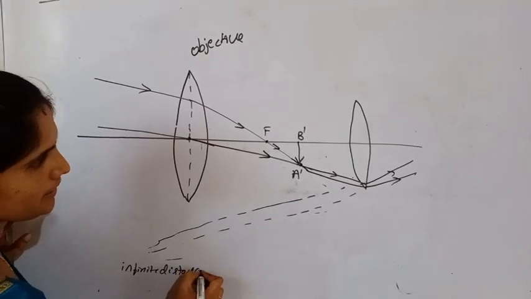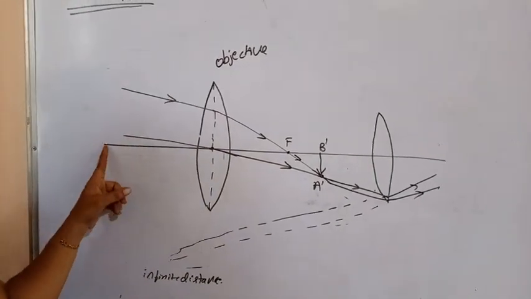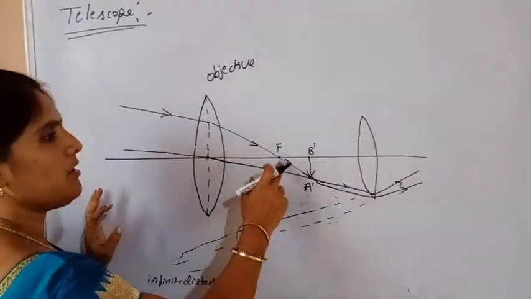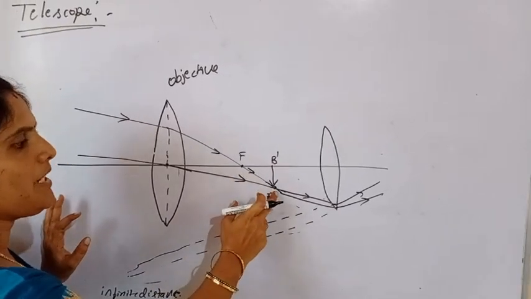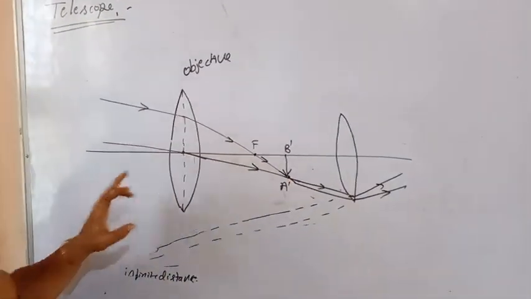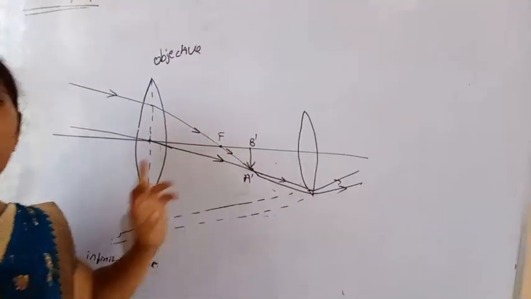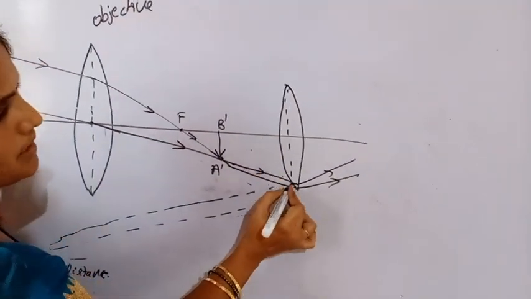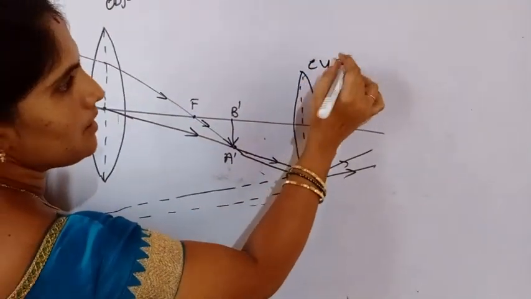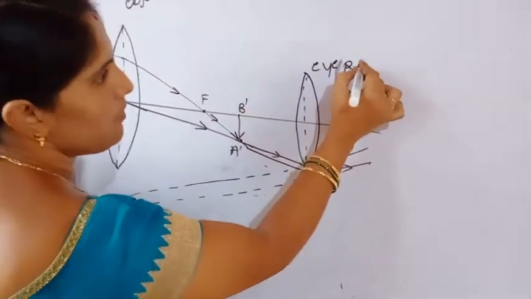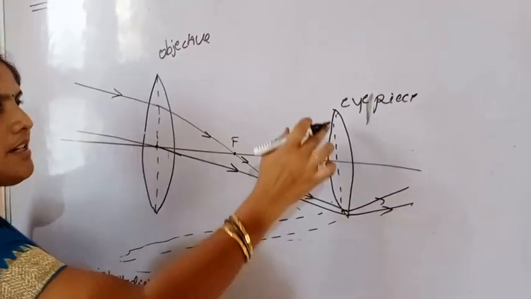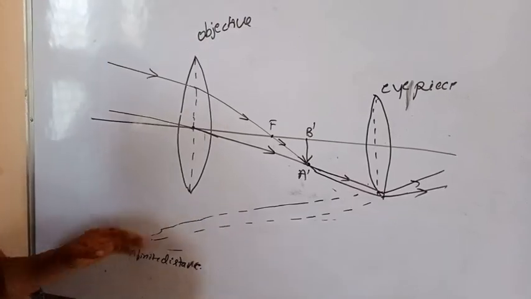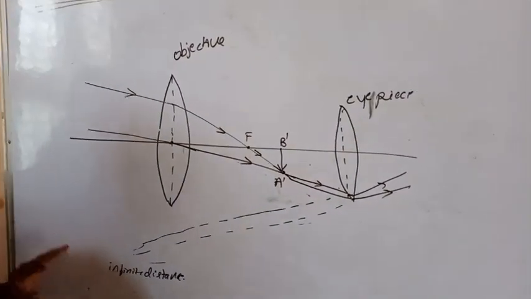That means at infinity. So when the parallel rays enter the objective, they get refracted and focus on the principal axis. After refraction, the refracted rays meet at a point. At that point, an inverted image of the object is formed. This inverted image itself acts as an object for the eyepiece. Again, these rays are incident on this eyepiece, get refracted in this direction, and if I extrapolate this in the backward direction, the image is formed at infinite distance.